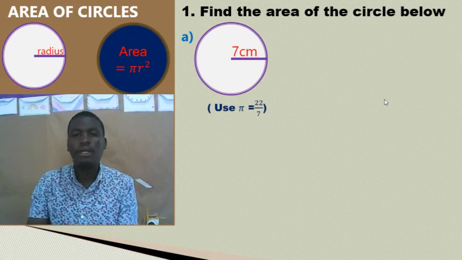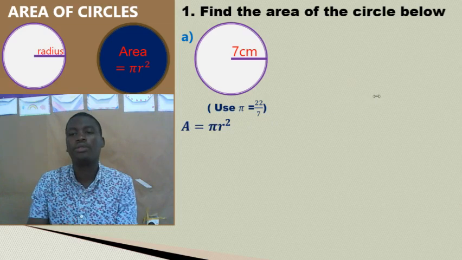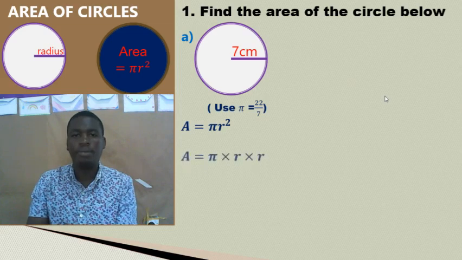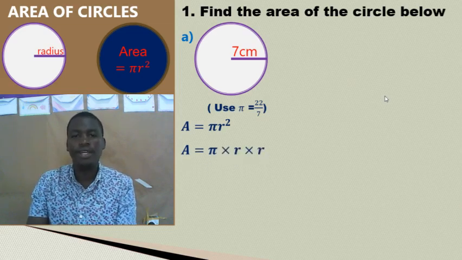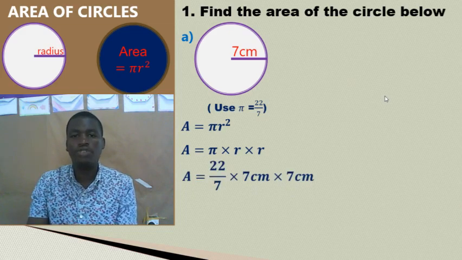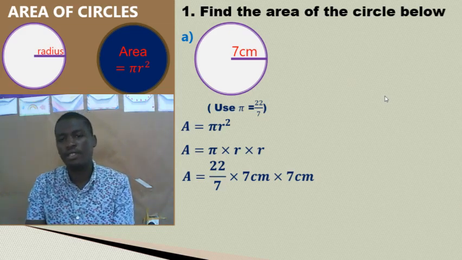So what do we say? Our area is equal to pi r squared. This is our formula. Area equals pi r squared. What is the meaning of pi r squared? Pi r squared is the same as pi times the radius times the radius. Don't always forget. So the next step, you have to substitute. What is our pi? They have told you to use 22 out of 7. So let us use 22 out of 7 to help us find the area of that circle given. So we have 22 out of 7 times the radius 7 centimeters times 7 centimeters.